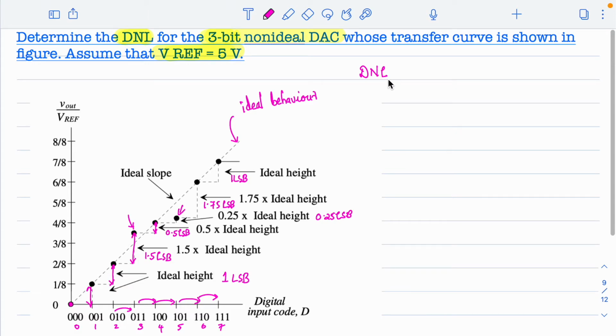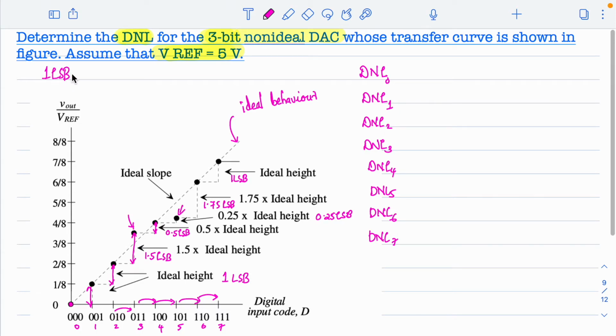So what we have to do is write DNL 0, DNL for the transition 1, DNL 2, DNL 3, DNL 4, DNL 5, DNL 6 and DNL 7. This is what we need to write. Now, there are different ways. Whenever you approach a numerical, you can write in different ways. In this case, it is given as ideal height, which will be given in terms of LSB, or you can actually find the LSB value also. So what is one LSB value in this case?